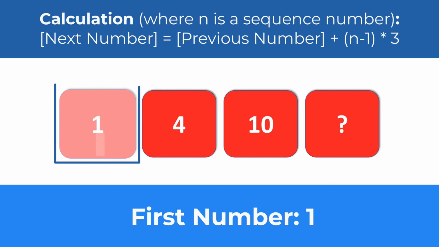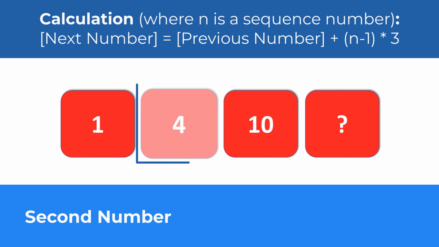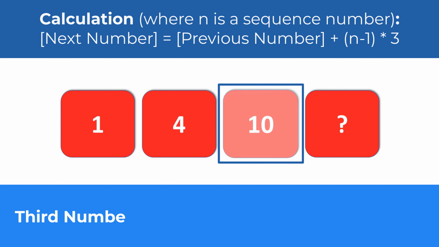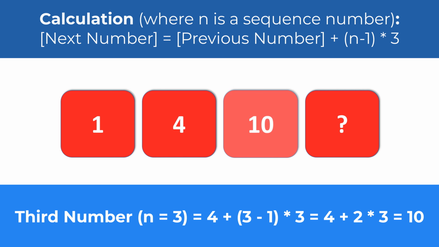The first number in the sequence is 1. The second number, where sequence number is 2, can be calculated as previous number 1 plus (2 minus 1) multiplied by 3, which is 1 plus 3 equals 4. The third number, where sequence number is 3, could be calculated as 4 plus 2 multiplied by 3 equals 10.